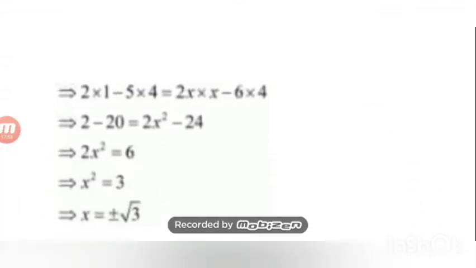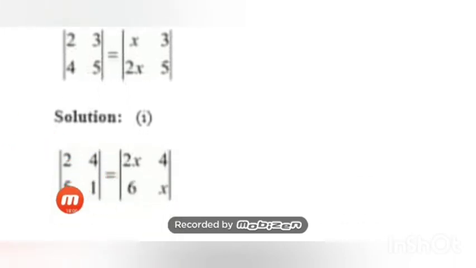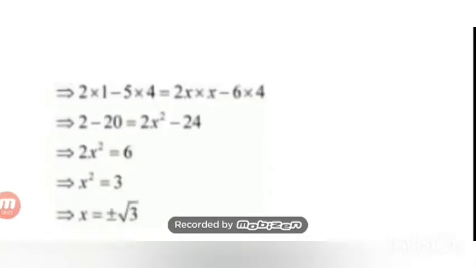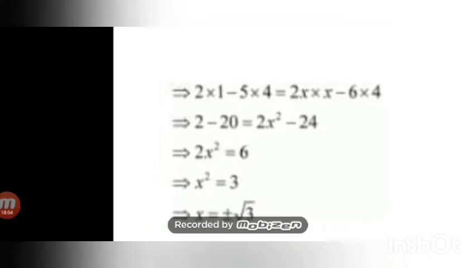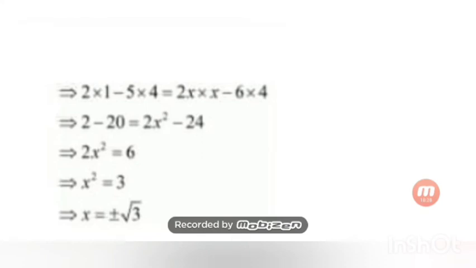Now we'll expand it. Here you see how to expand. 2 into 1 minus 4 into 5. This is your left hand side. Then the next is what? 2x into x minus 6 into 4. Then evaluate it. 2 minus 20, 2x square minus 24. Doing the calculation, this is minus 18. If I bring it to this side, it becomes 6. So x square is equal to 6. That means the x value is equal to what? Plus minus root over 6.